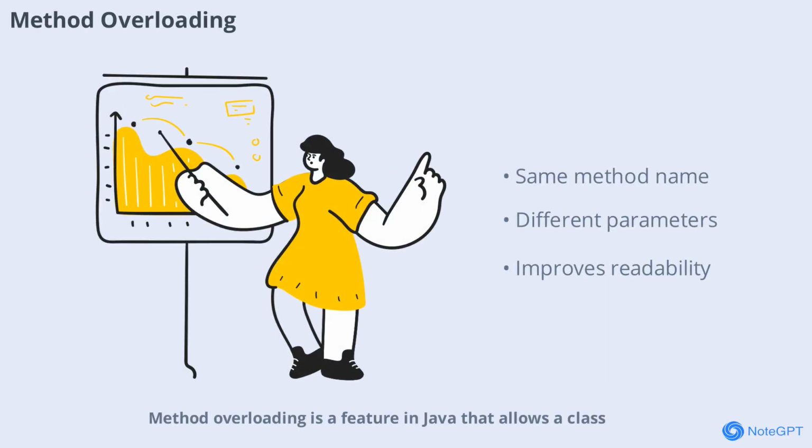Method overloading is a feature in Java that allows a class to have multiple methods with the same name but different parameters. This is useful when you want to perform similar operations with different types or numbers of inputs. Overloading improves the readability of your code and makes it easier to manage related methods under a single name.